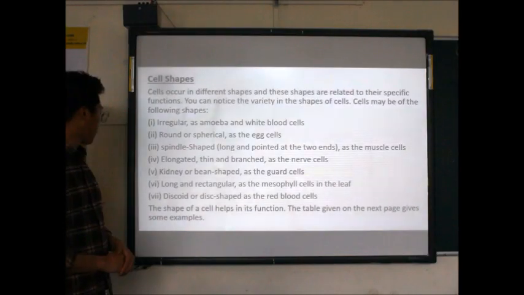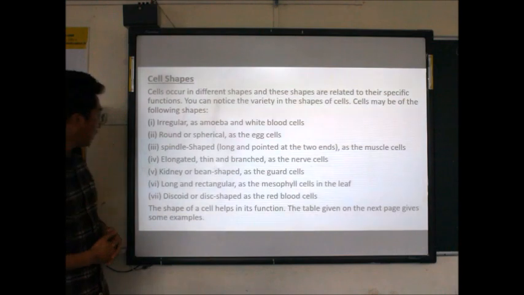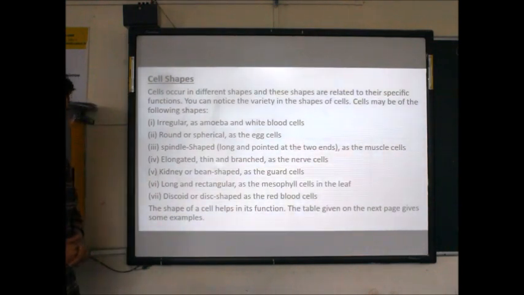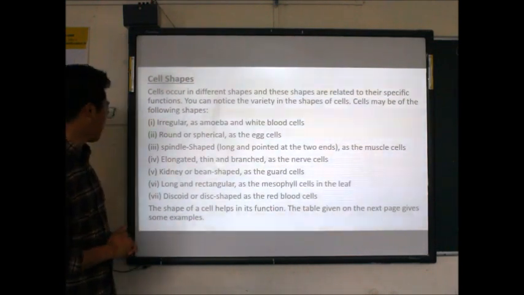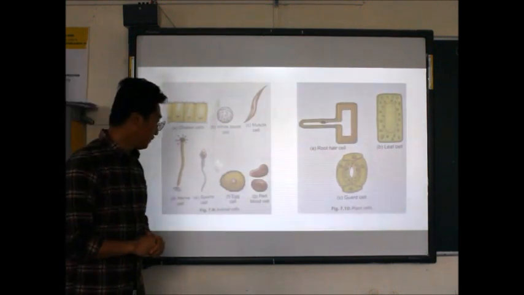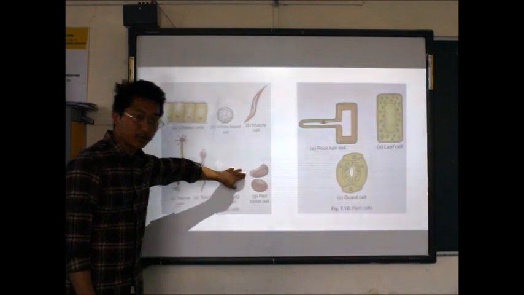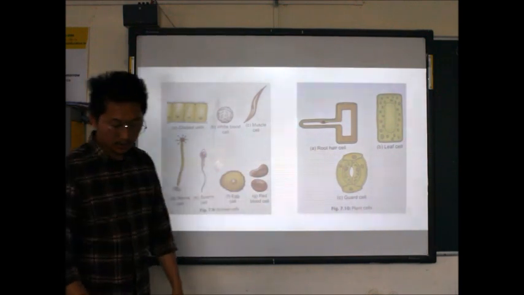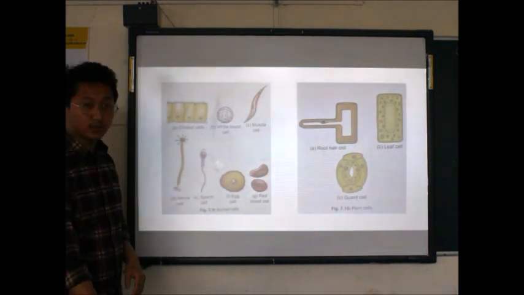The next type of cell shape is discoid or disc shaped, as in the red blood cell. In the red blood cell, we can find this type of shape. In the picture, we can see the red blood cell. The shape of the cell is round or disc shape.